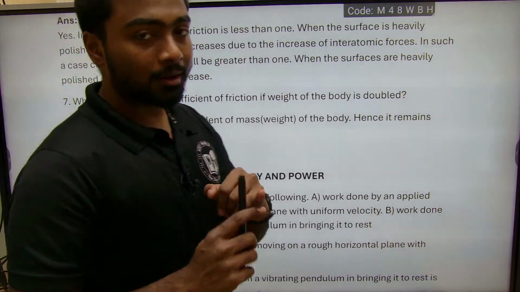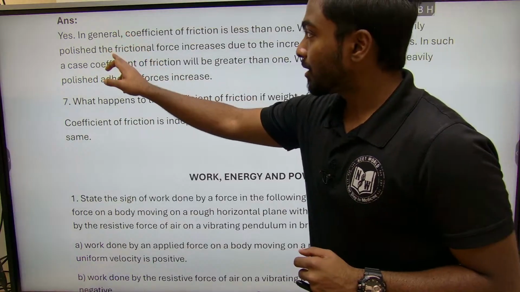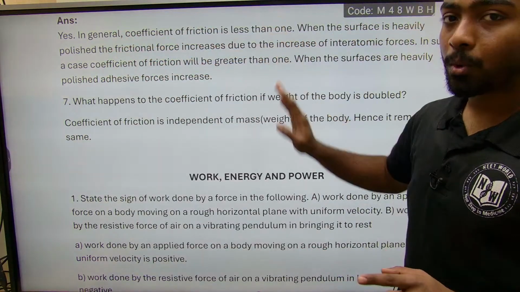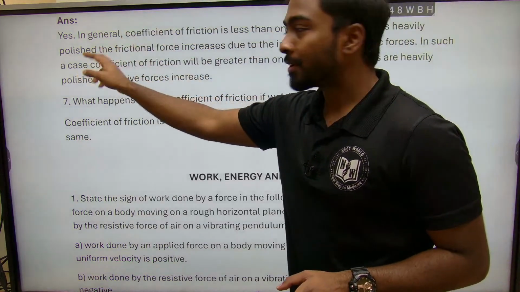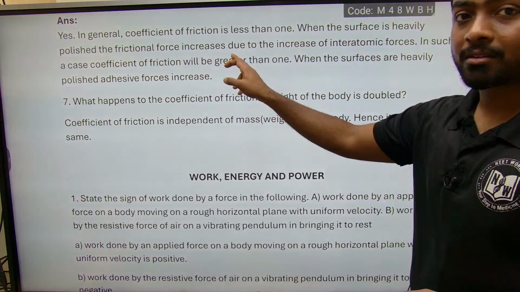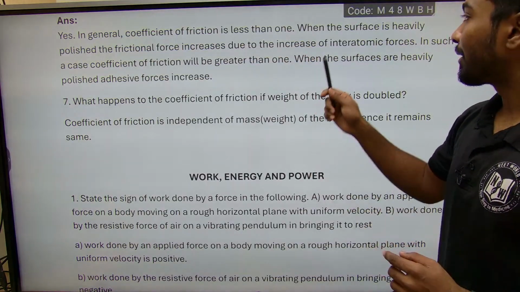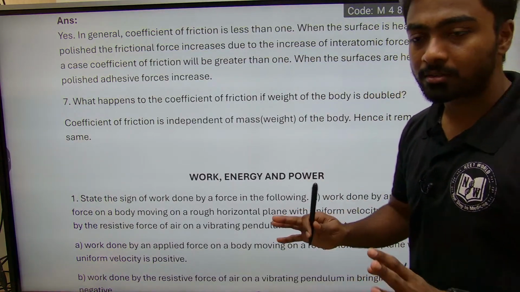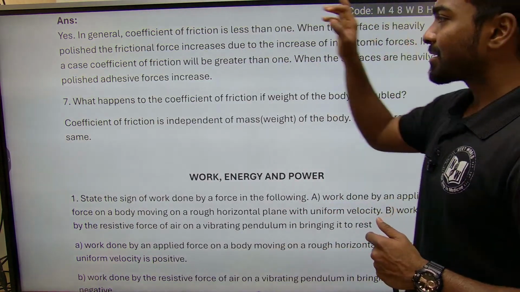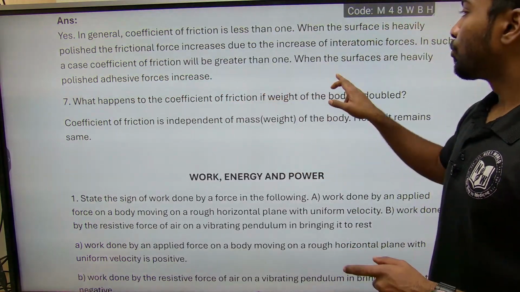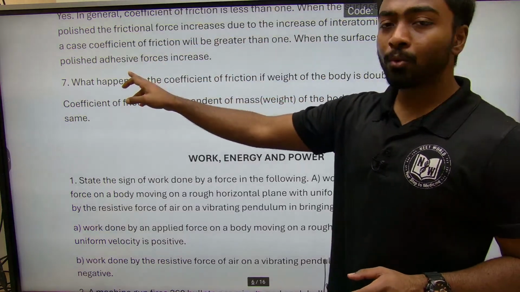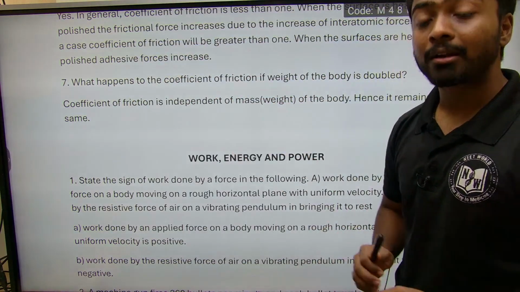Okay, clearly understand the thing. In general, the coefficient of friction is less than 1. But when the surface is heavily polished, the frictional force increases due to the increase of interatomic forces. In such a case, the coefficient of friction will be greater than 1. So when the surfaces are heavily polished, the adhesive force increases.